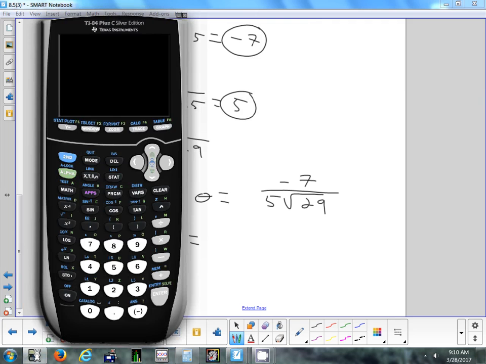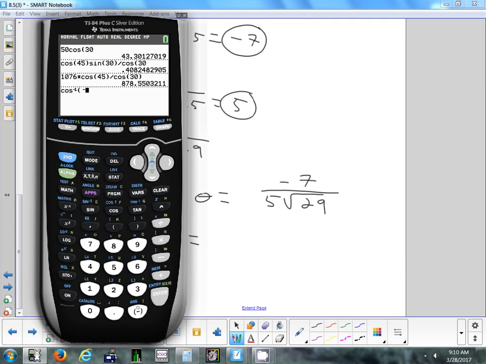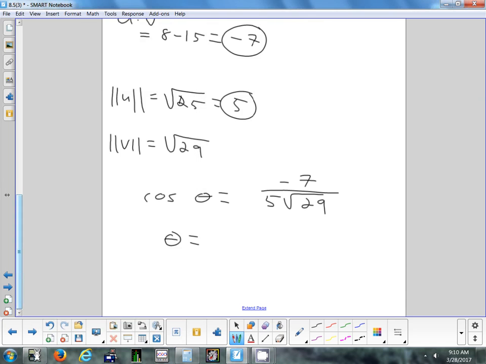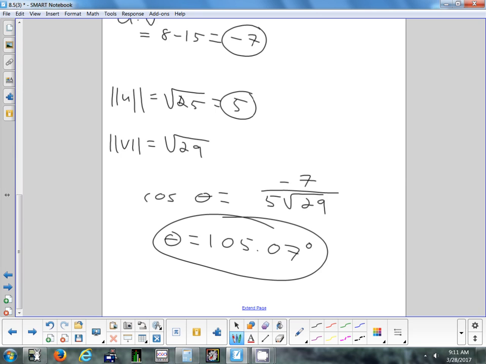Yeah, do the inverse cosine. So it's inverse cosine of negative 7 divided by 5 square root 29. I probably need to put the 5 square root 29 in parentheses, like that. So it does the denominator first and then divides the numerator by it. So we get 105.07. That's the angle between the two vectors. Okay, any questions on that one?